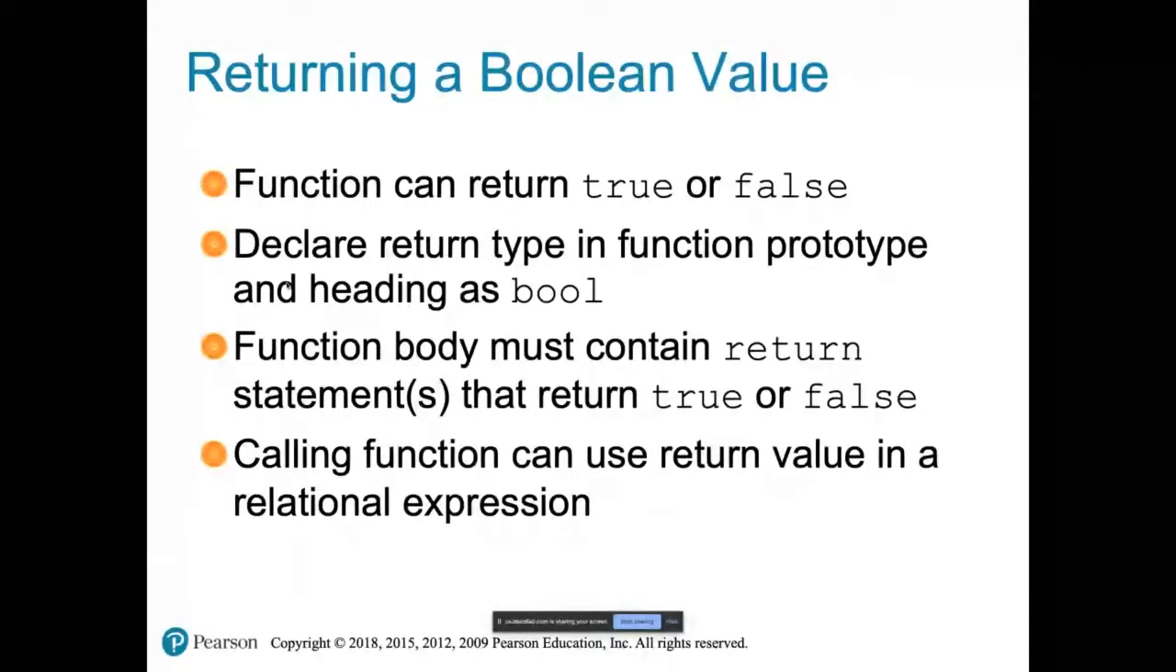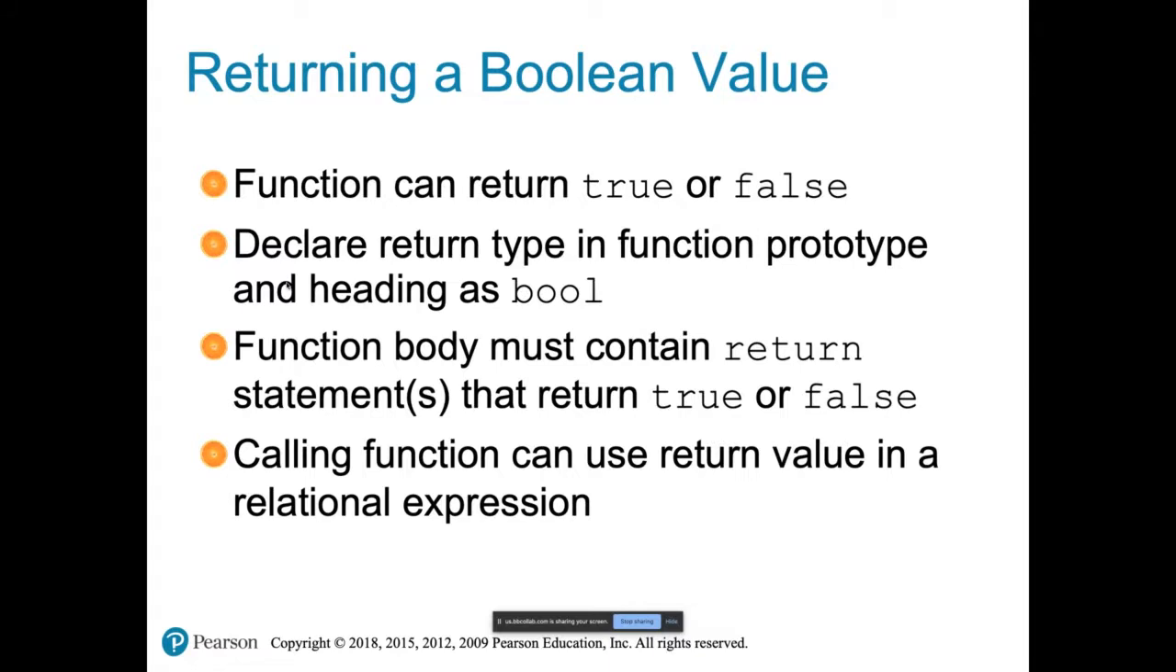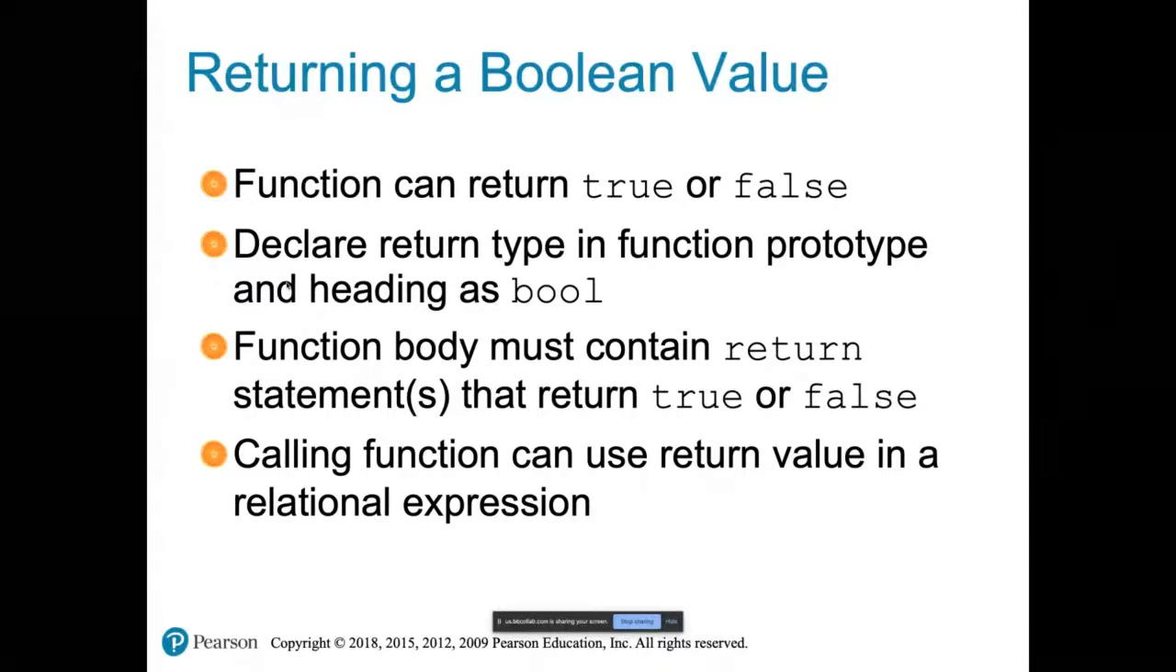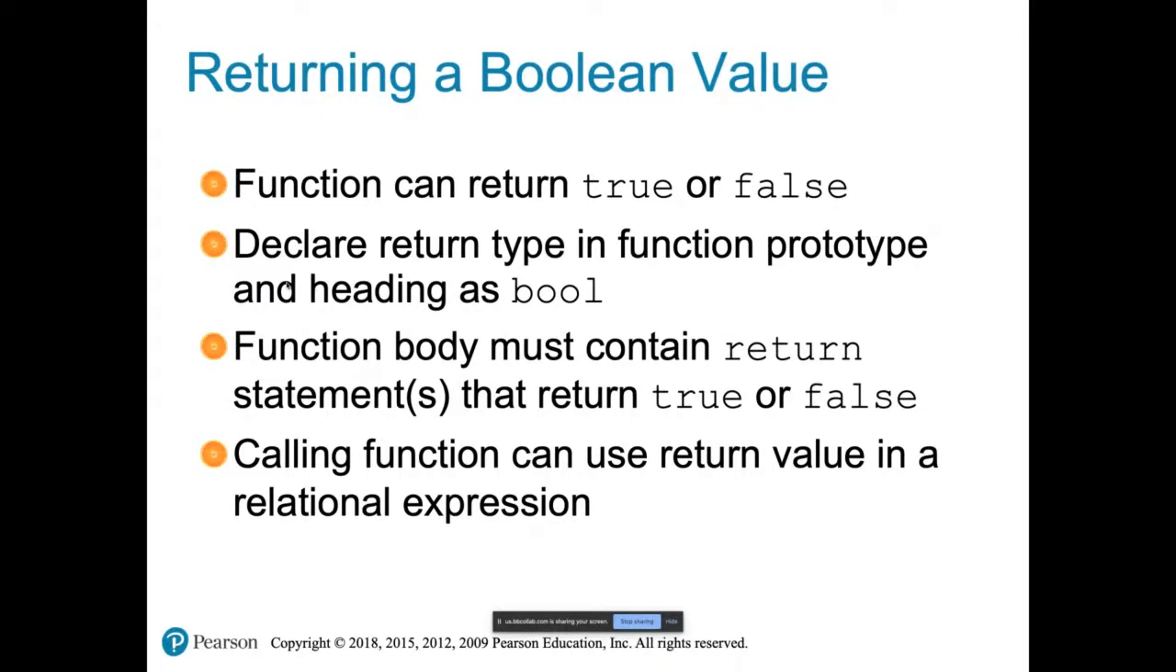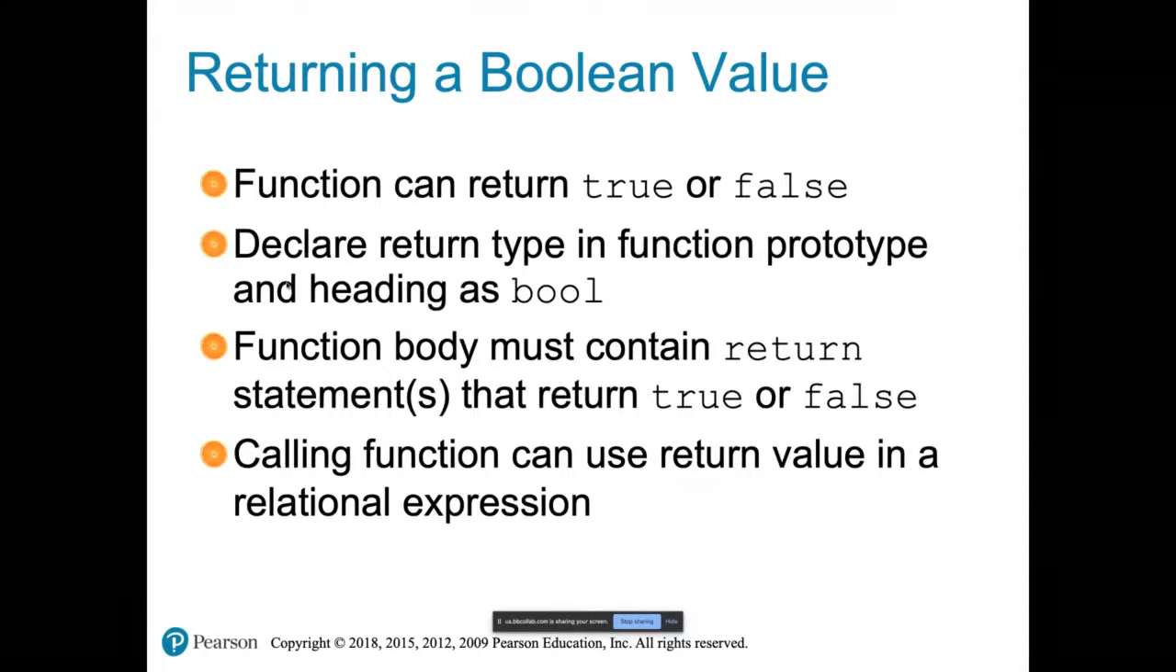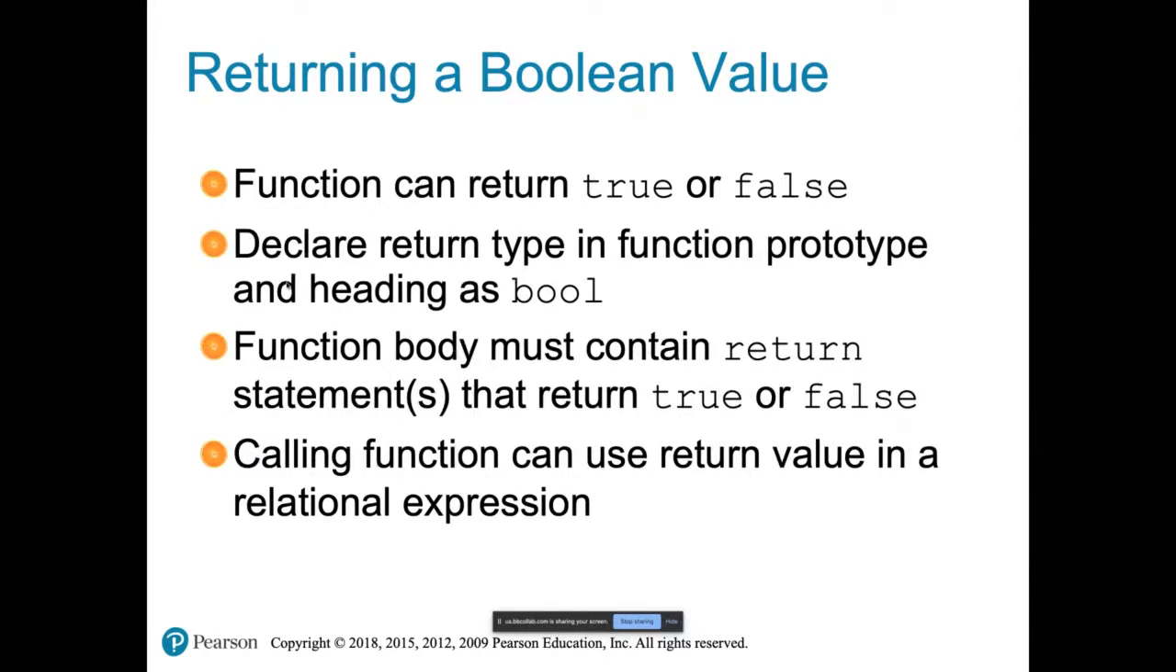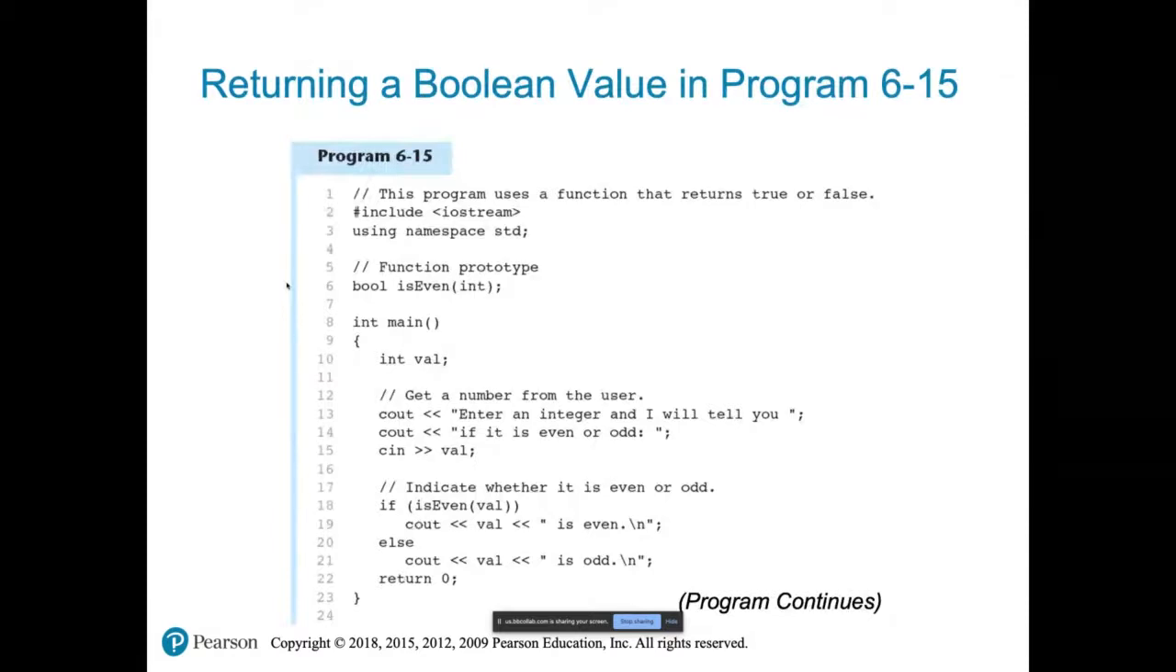You can also, instead of returning numerics, return a boolean. Hint, hint: you can use a boolean because then you can use it in your if statements and while statements, or do while, whatever you need. Declare a return type in a function prototype and use it as a boolean. The function must contain a return statement that returns true or false.